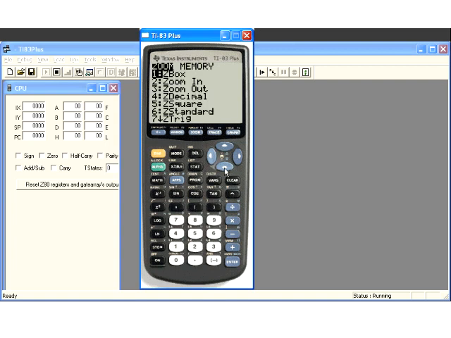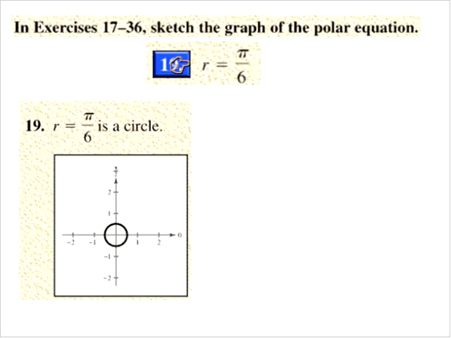I'm going to change my window back to the standard viewing window. Oh, and this one's really tiny, so I'm actually going to zoom in more. There we go. It looks like it's a circle. So that's what we actually have for r equaling pi over 6. It's a circle. And notice it does match up to my graph here. My window's a little bit different than what I have here, but we both end up with circles.